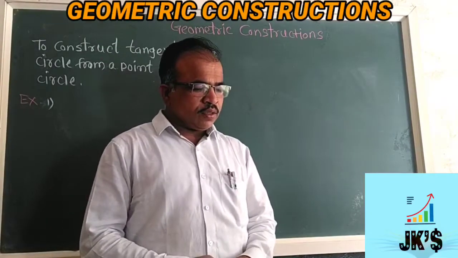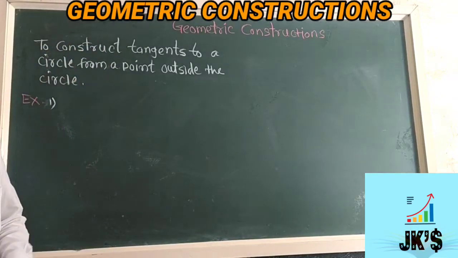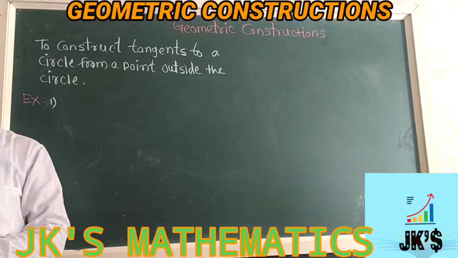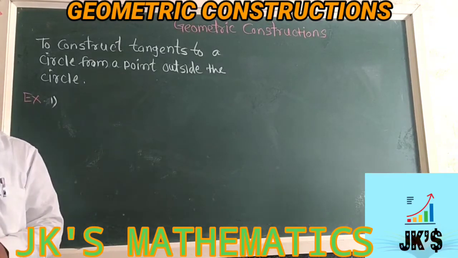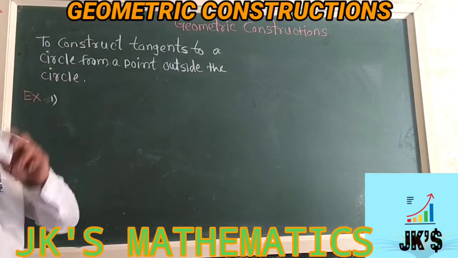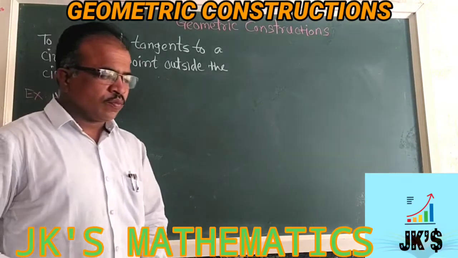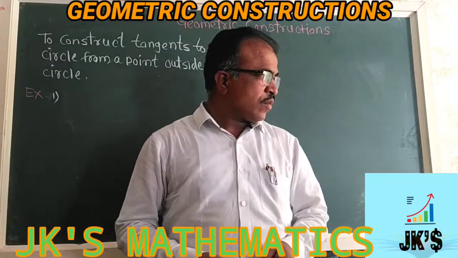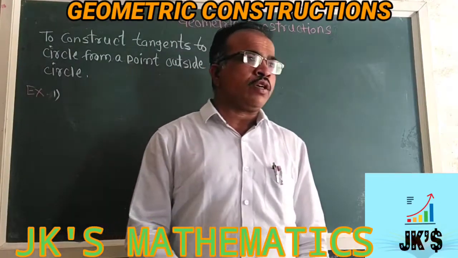To construct a tangent to a circle from a point outside the circle means a point outside the circle is given, and from that point we have to draw the tangent to the circle. Friends, we know that there are two tangents from the external point or exterior point to the circle. So for this we have to take a particular example, and by taking that example we construct the tangents to the given circle.